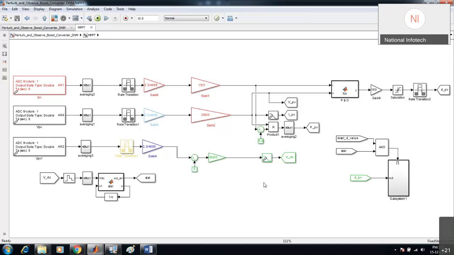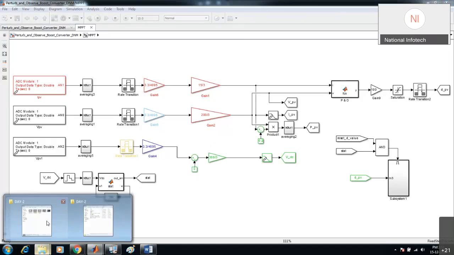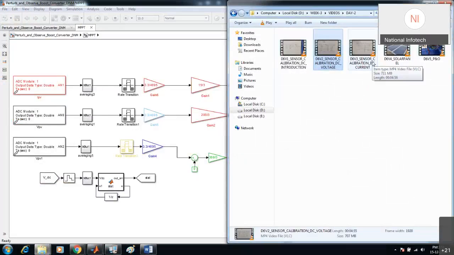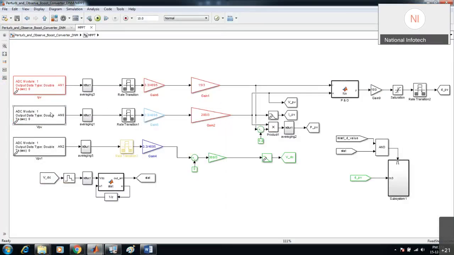And how can we measure the current, sir? Yeah, that I will also show. Okay, so let me play that video. Then we'll see the code. Is it okay if we see the current calibration first and then we'll see the code, or should I explain how we have sensed the voltage and how we can calibrate it? As you wish, sir.